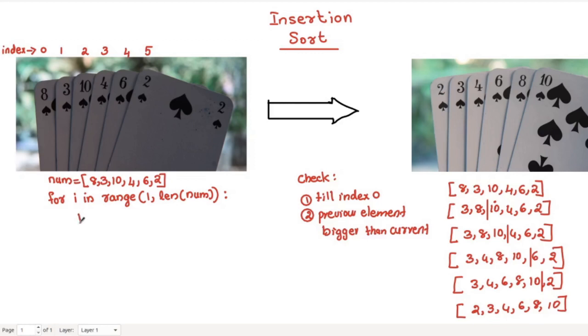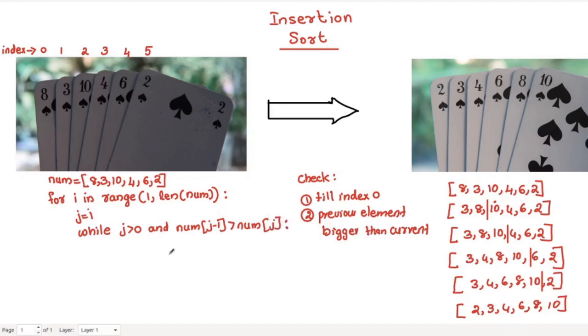Since we need to advance the element after the line indicated, we assign j equal to i. Then while j is greater than 0, we write the two conditions: while j greater than 0 and num of j minus 1 greater than num of j. In that case, we need to swap the elements num of j minus 1 and num of j.